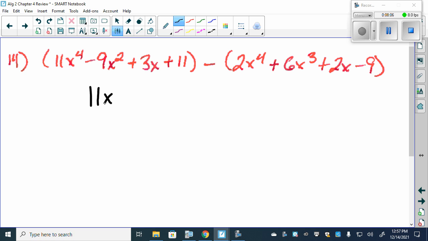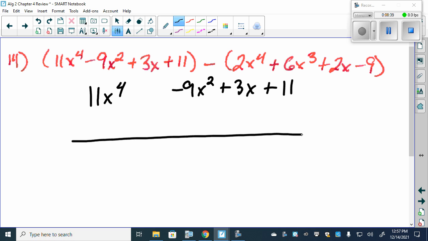If we write this out vertically, I'm just going to rewrite the first set of parentheses first. If there's a variable missing, I'm going to leave a gap. So our first one is 11x to the 4th. Do we have an x cubed term in the first set of parentheses? No, so I'm going to move over and leave a gap. And we do have our x squared, 3x plus 11. So I left a gap where x cubed should be so that it doesn't match up to anything else.